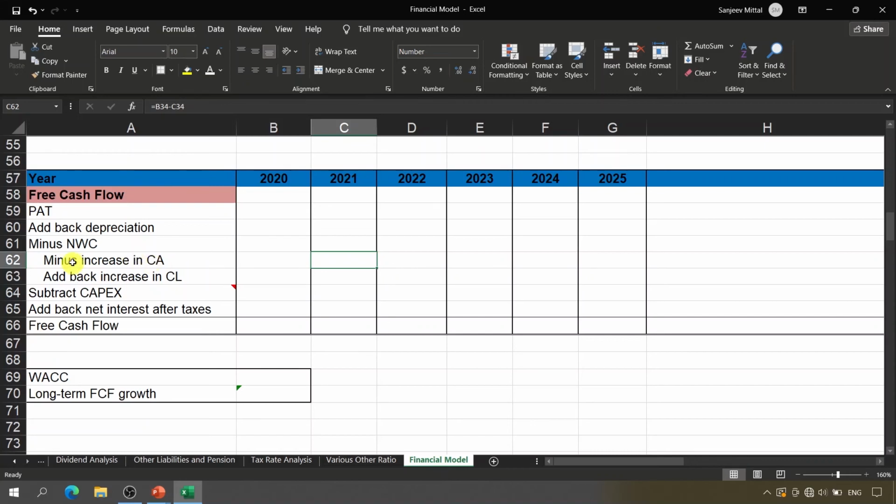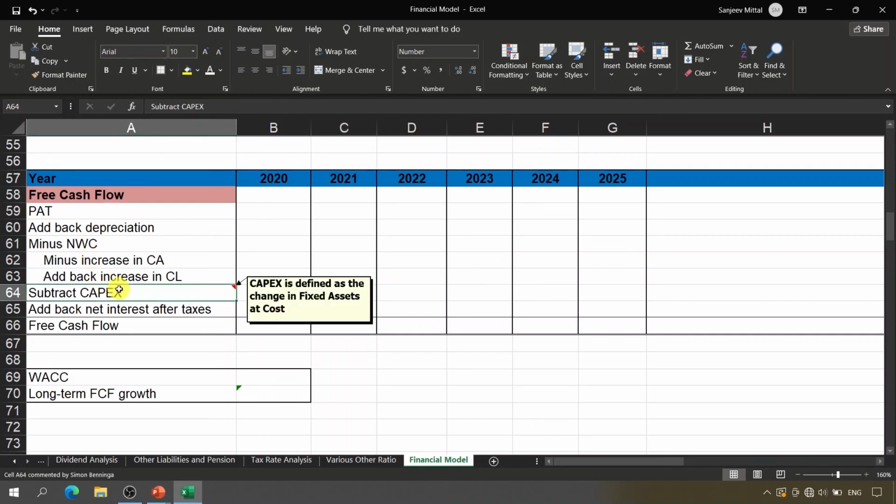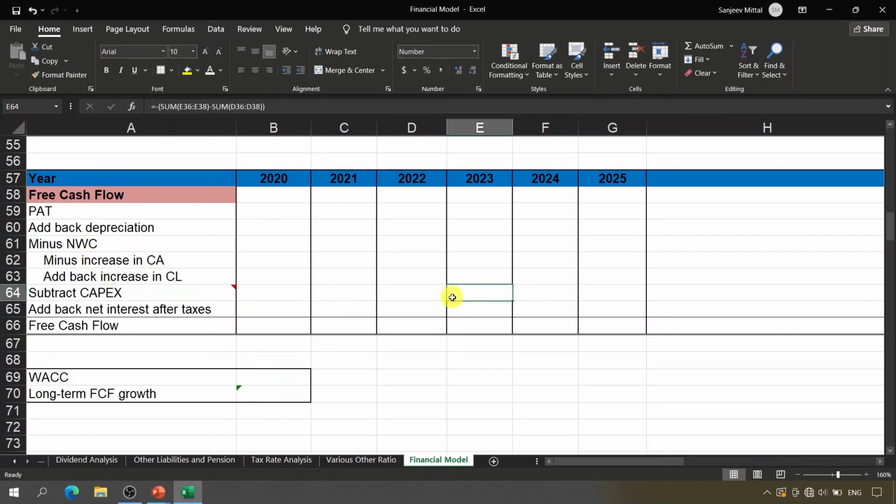Once you have done the adjustment of net working capital, we shall go and subtract our CAPEX, that is capital expenditure. Whenever you purchase any assets, then it creates an outflow of cash. So if there is an outflow of cash in the name of CAPEX, we shall reduce it here.